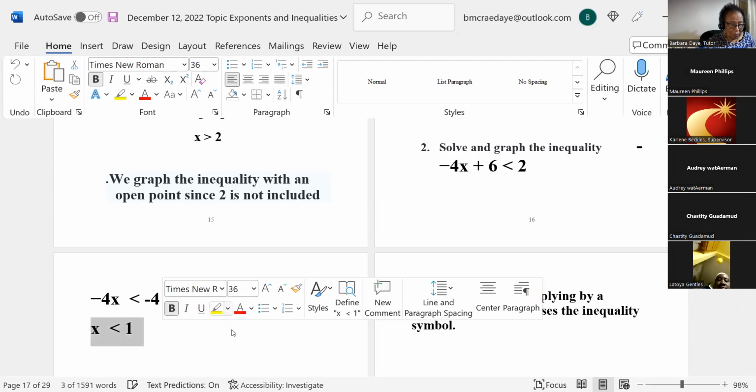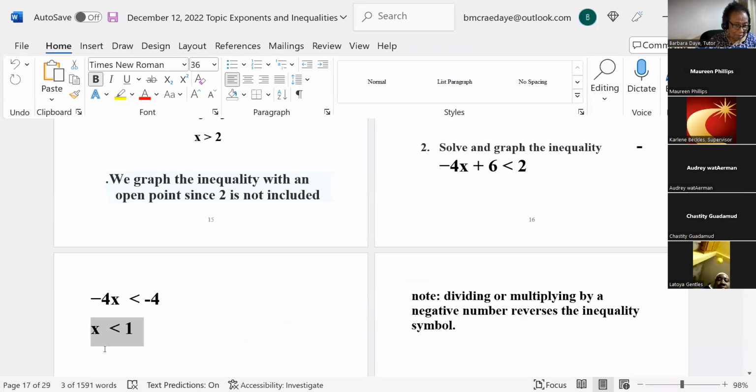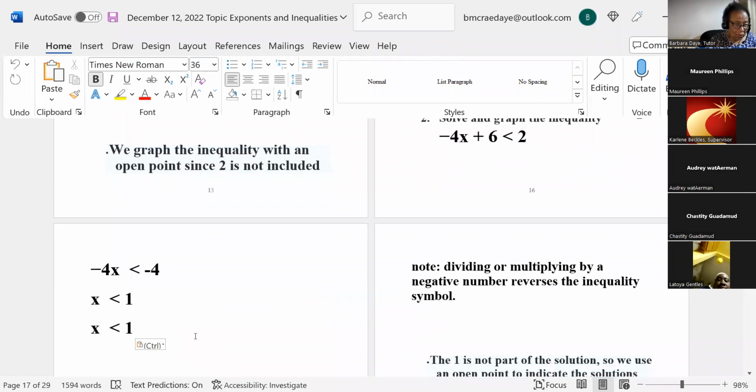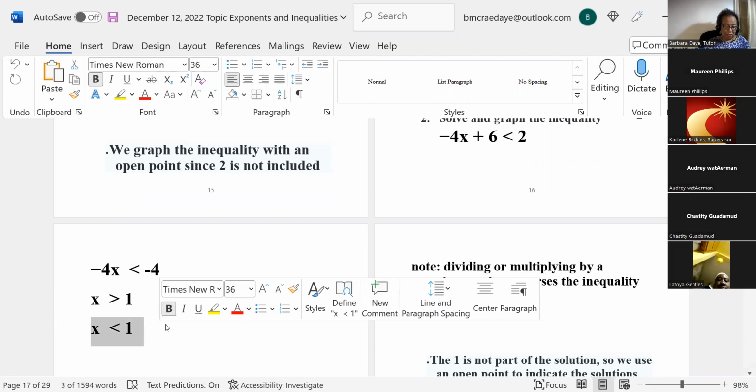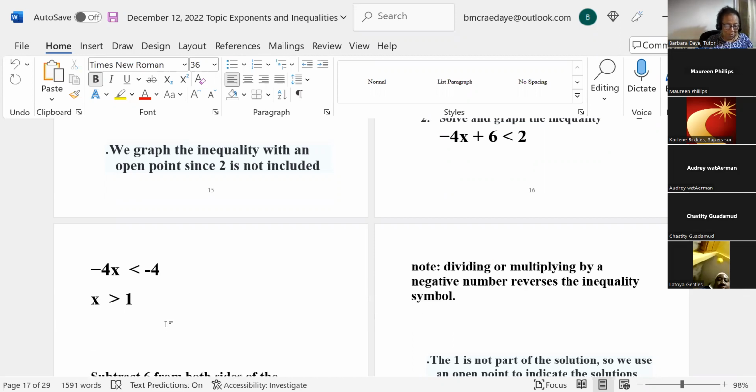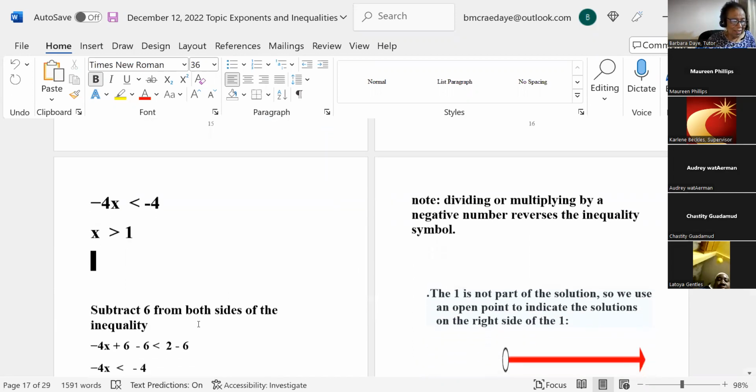But you divided by a negative, so then what would be the answer? Less than? No, it would be a greater than, because you divided by -1, right? So let's take that out. Greater than. Remember, when you divide by a negative, you reverse the inequality. So you get x greater than 1. Okay. I didn't do that.